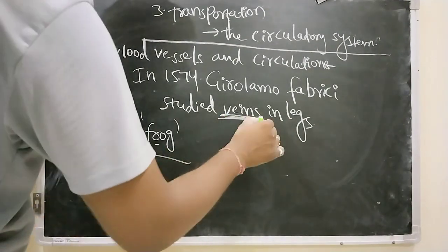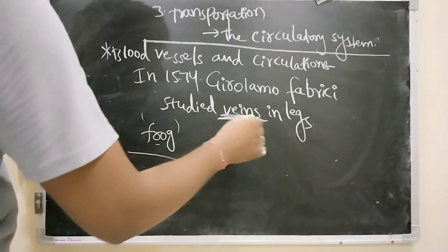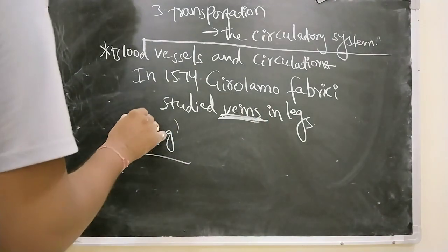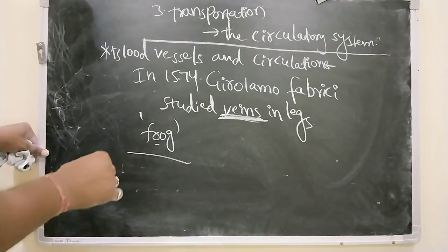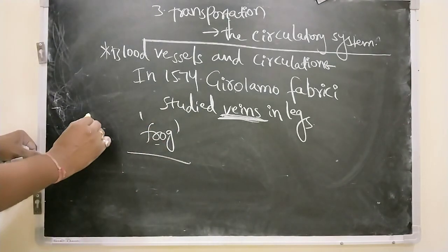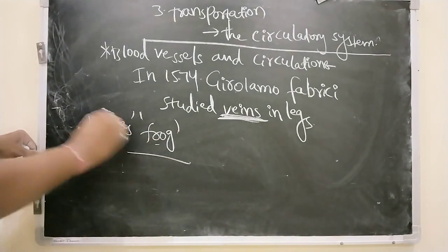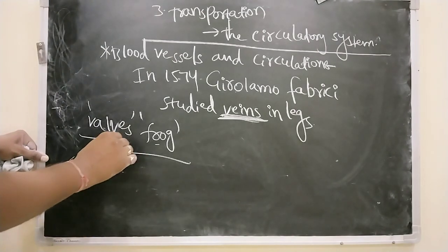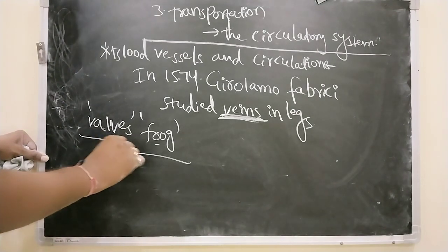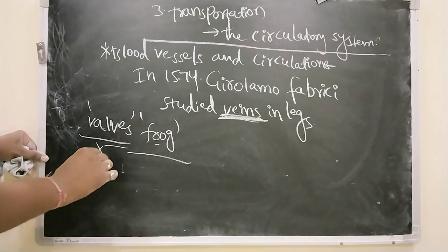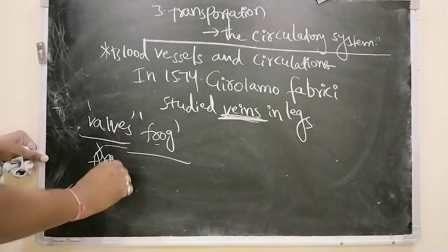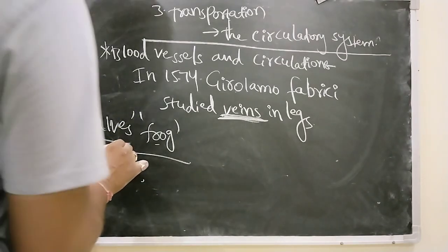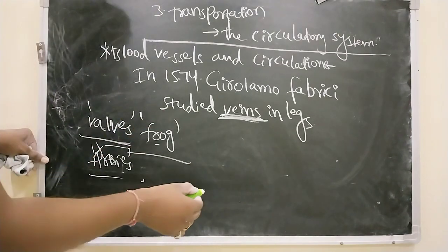Already we know veins are the blood vessels which carry deoxygenated blood towards the heart. When he studied veins, he observed that veins contain structures called valves. Veins contain valves which allow the blood to flow in one direction only and prevent the backward flow, whereas these valves are absent in arteries. They are present only in veins.